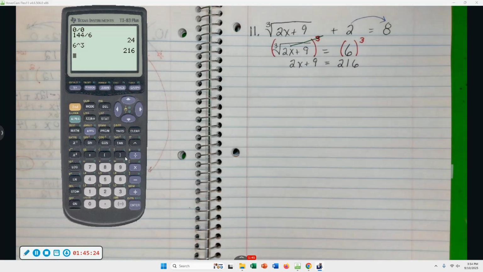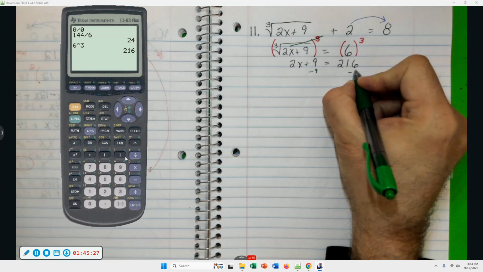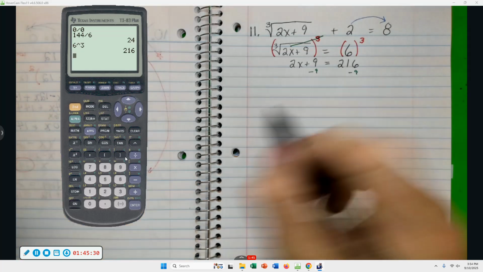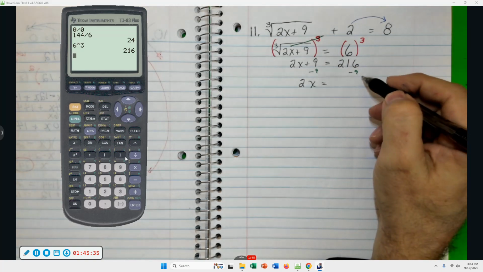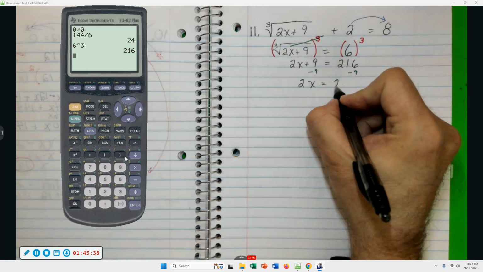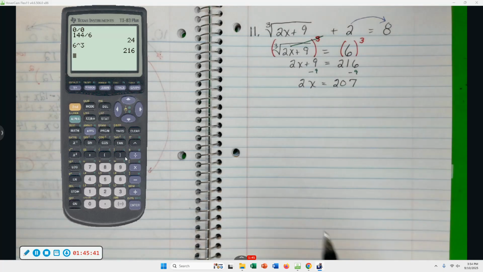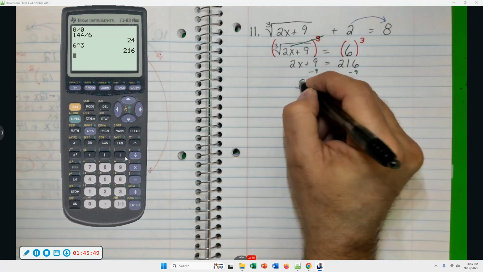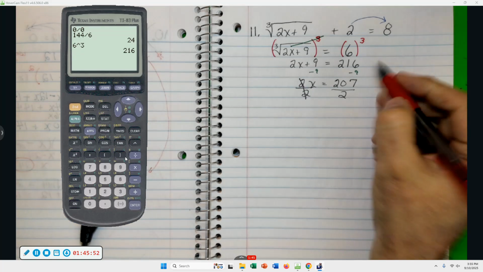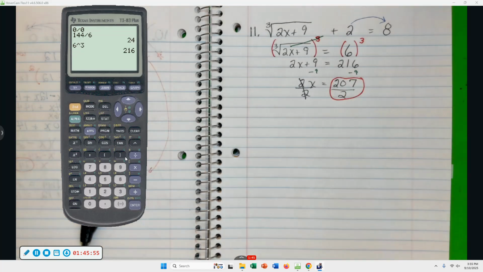Minus 9. So we have 2x equals 216 minus 9, 207. And now what do I do? Divide by 2. And look at what he's about to do now. I'll circle it. There's the answer. No checking or anything. These odd cube roots are really nice. So 207 over 2.